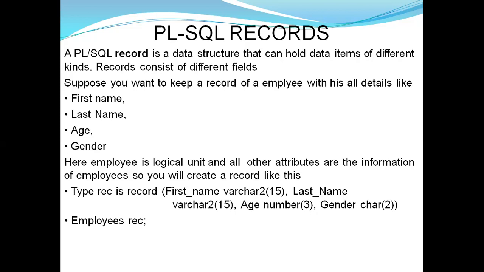So how are we going to do that? We'll declare a type first. That is type name is record. Then we declare their fields. And finally, we declare a particular variable with that type, and that will be employees as rec. So simple here.